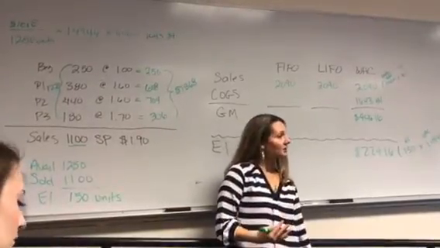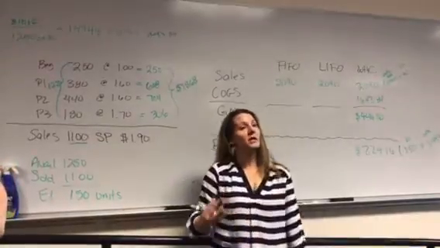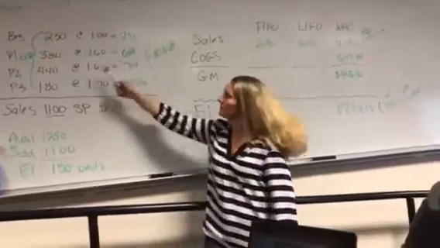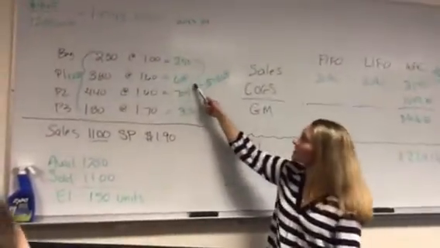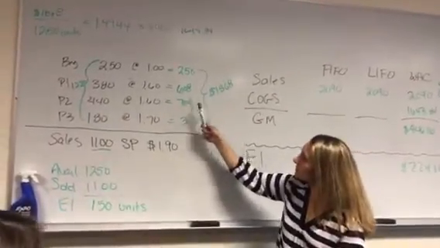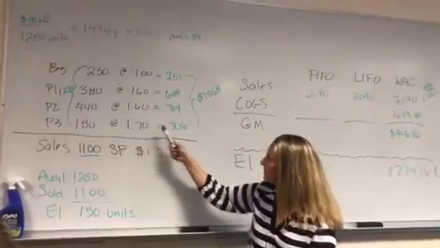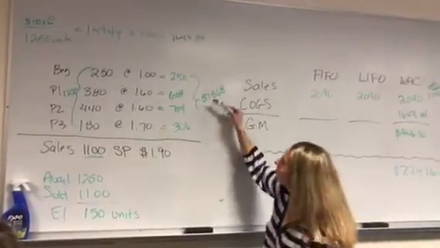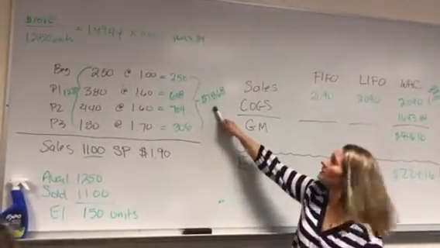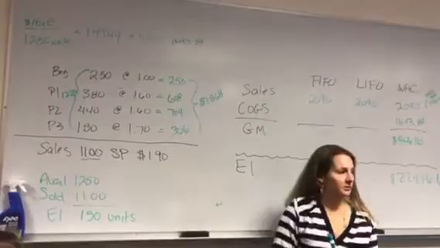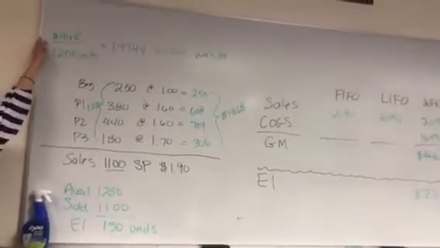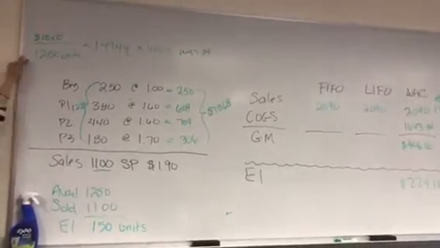To get our average cost, we also need to know how much it cost us to acquire those. So we do our 250 times $1 is $250. 380 times $1.60 is $608. 440 units times $1.60 is $704. And 180 units times $1.70 is $306. We add all those cost items together and we get a total cost that we spent on acquiring those units of $1,868.